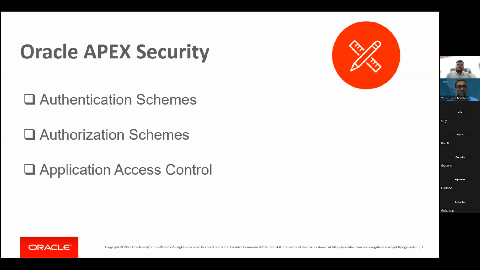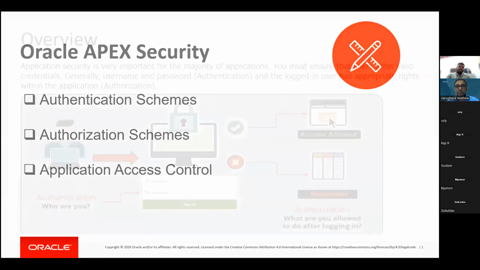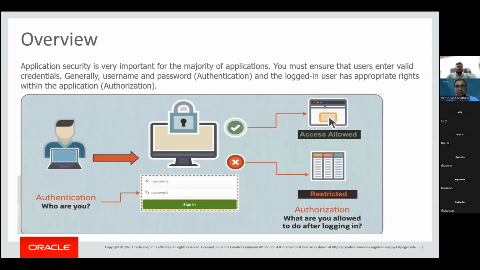Today, this topic is quite interesting. It's Oracle Apex Security. It has three components: first is authentication schemes, authorization schemes, and then application access control. Our session today is primarily focusing on authentication schemes particularly. It's an overview of Oracle Apex authentication.